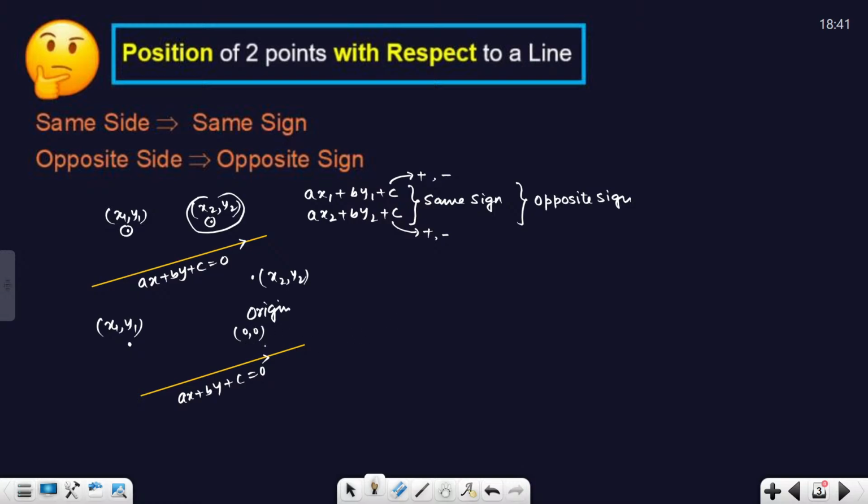Now what I will do, I will simply put x equals to 0 and y equals to 0 in this given line. If I put x equals to 0 and y equals to 0 in the given line, we will find that C is coming positive or negative. It depends on what your C is. If C is positive, we are getting the expression as positive. If C is negative, we are getting the value of the expression negative. Then we will put the second point, which is x1, y1, in the given line.